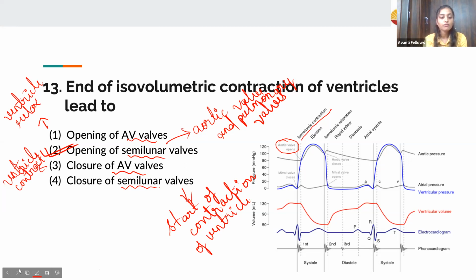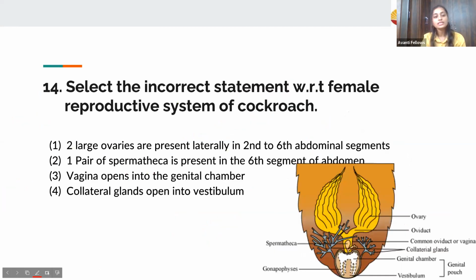That is our 14th question. It says: select the incorrect statement with respect to the female reproductive system of the cockroach. So we have to choose the incorrect statement. Here you can see the female reproductive system of the cockroach. Let's see the statements first.